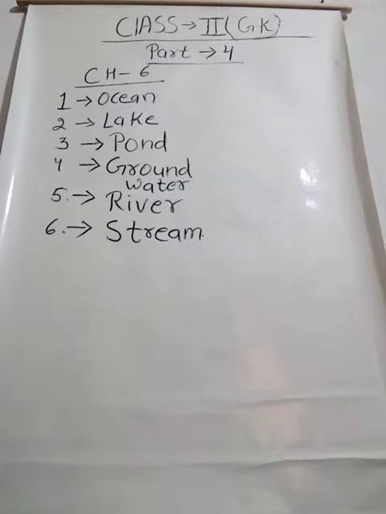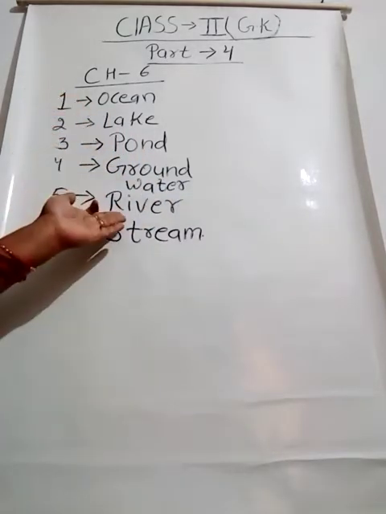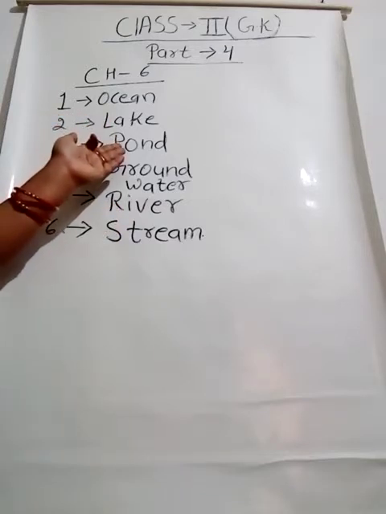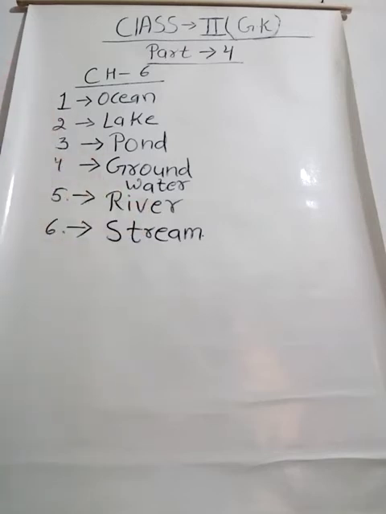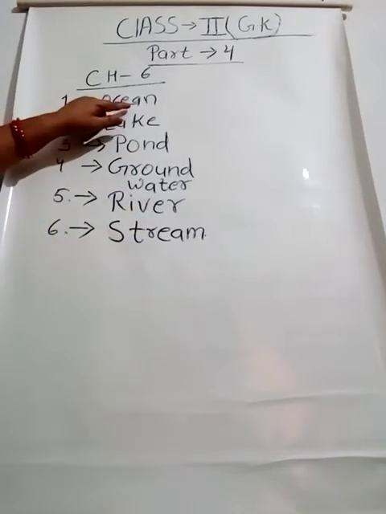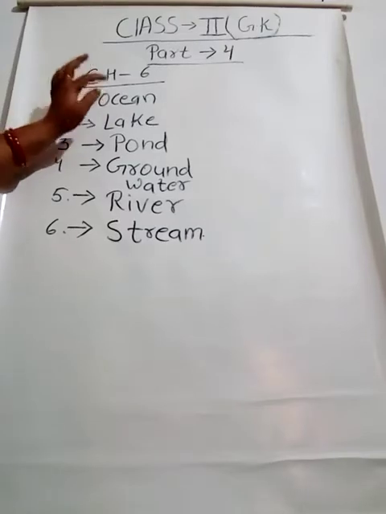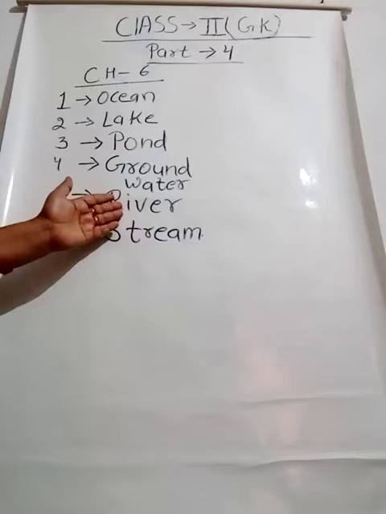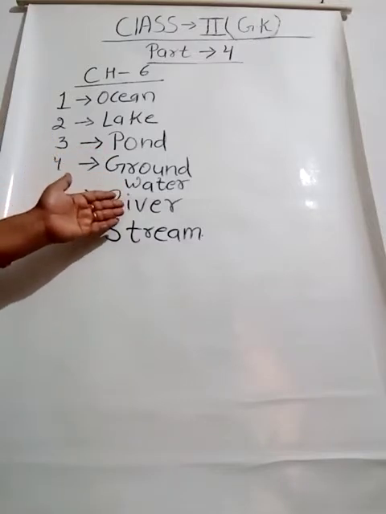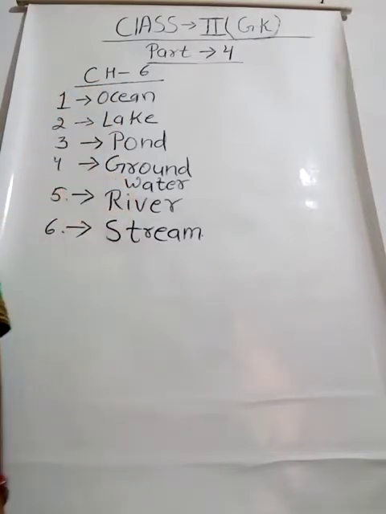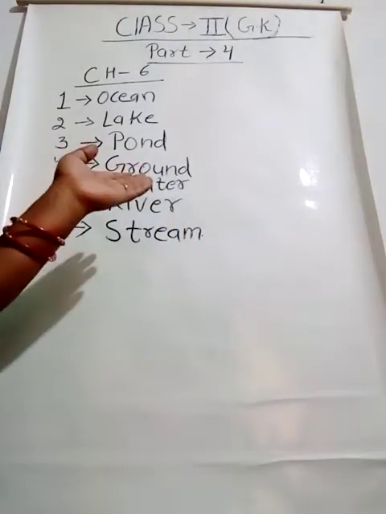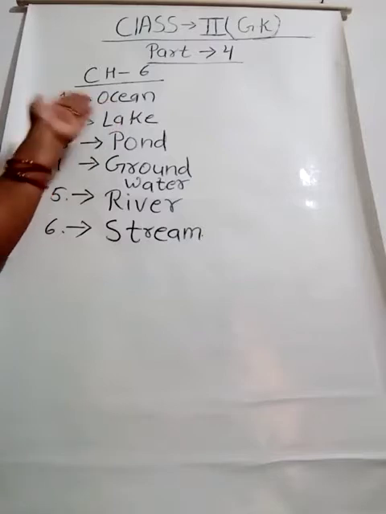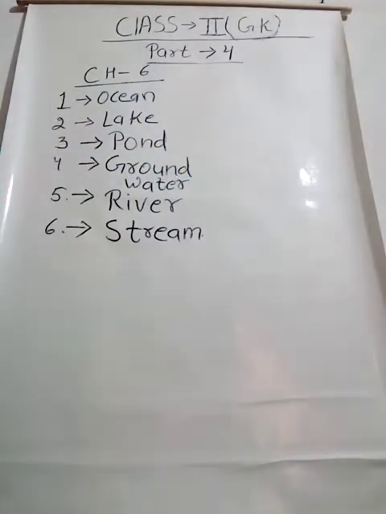We get fresh water from rivers, lakes and ponds. It is not salty. Ocean water is very salty, and we cannot drink it, we cannot use it in our day-to-day life. But lake, pond and river water is useful for human beings, and we can use it in our day-to-day life for making food or taking a bath or washing utensils, clothes, etc. We can use this lake, pond and river water.